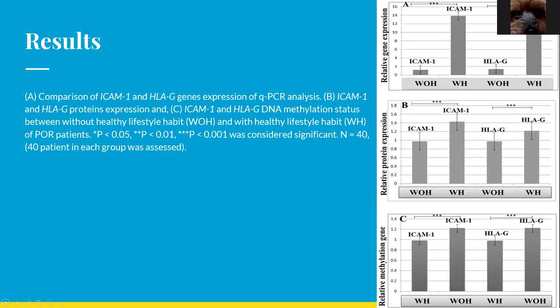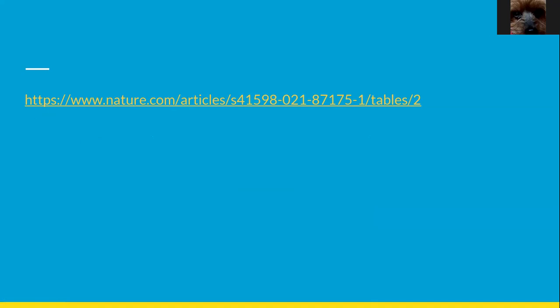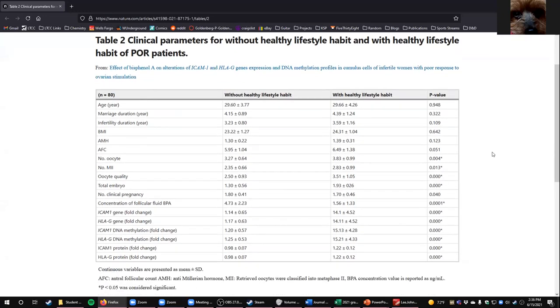And also the gene expression was significantly higher in women with a healthy lifestyle group. So that's some data. And I think the next slide, if you can click to it. Okay. I submitted this to you on a Google Doc. Yeah, I guess you can click on the link, and I edited it. And I guess it didn't change when I, okay, so yeah, here we go.